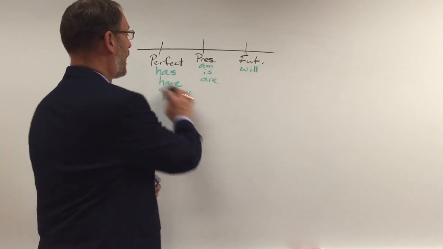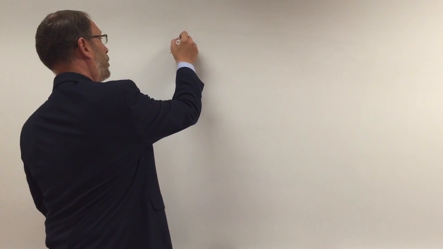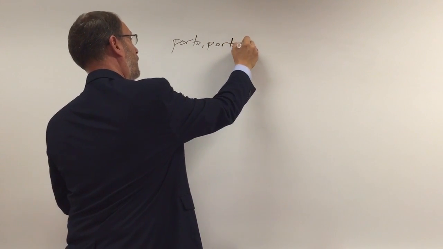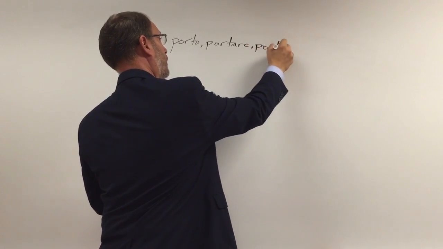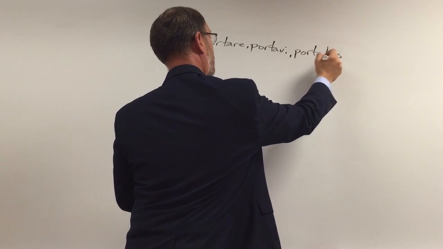Well, what does that look like in Latin? We finally get to use the third dictionary entry. You've been memorizing 4 dictionary entries for verbs since the beginning of the year. And so far, we've only really used the first 2. Now we finally get to use the third one. So let's take a good old verb. Let's take something like porto, portare, portavi, portatus, to carry. Okay?